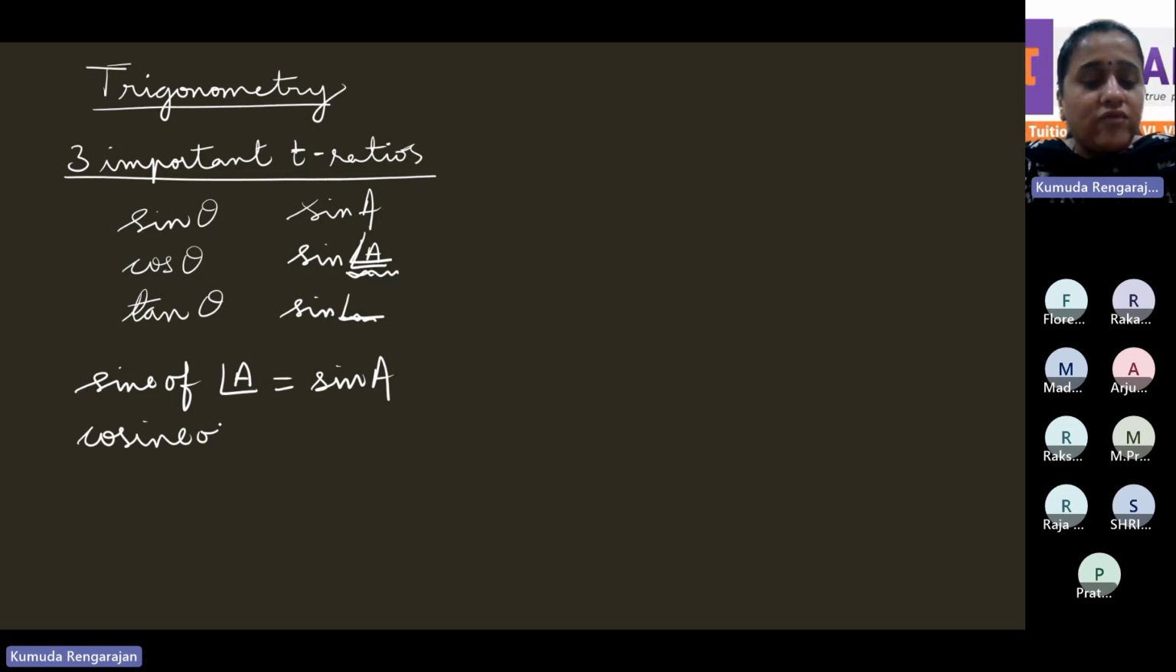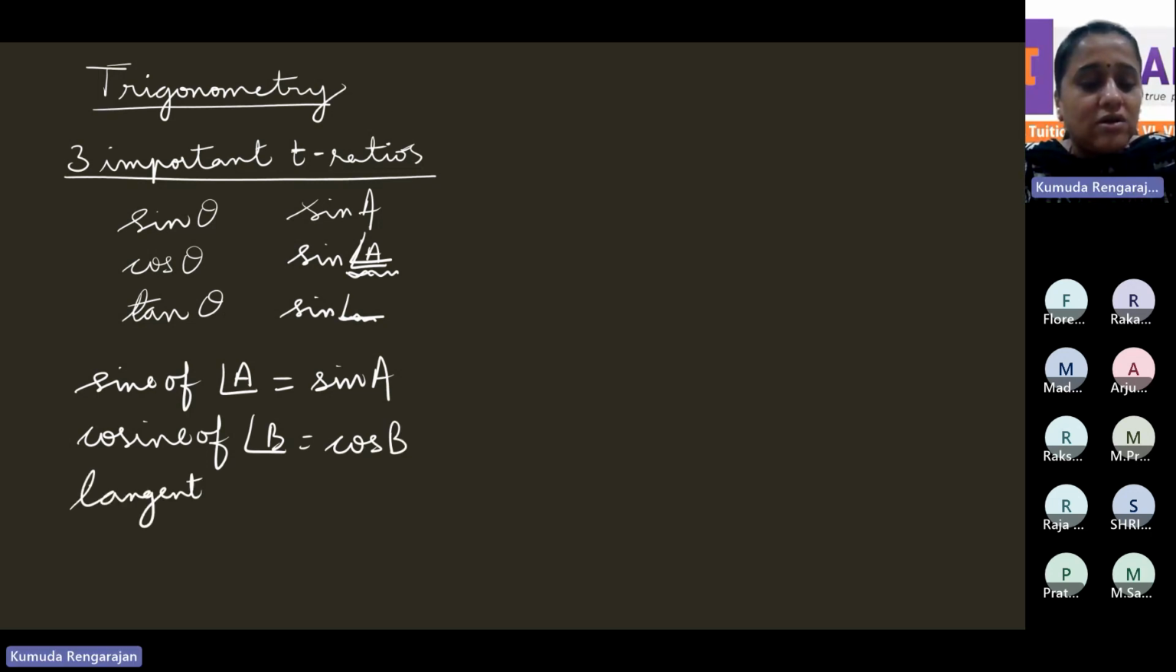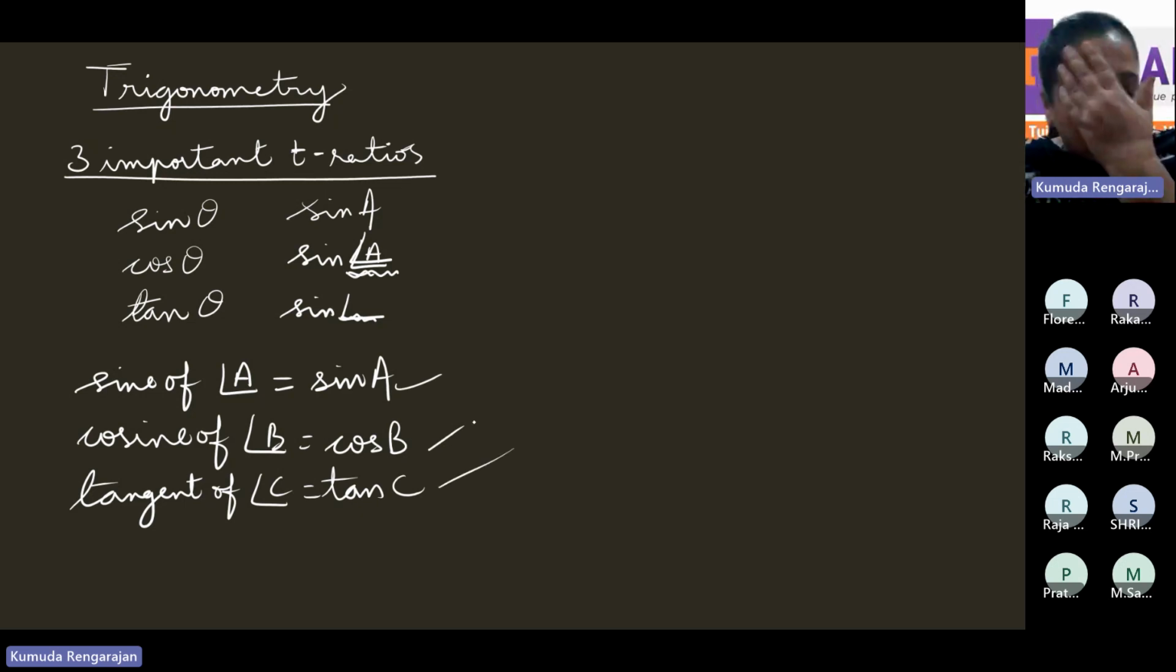Cosine of angle B is written as cos B. Tangent of angle C is written as tan C. So sine, cos, and tan, these are the three important trigonometric ratios.